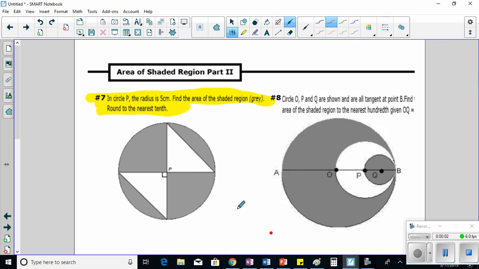Okay, for help on page 24 in the note packet, we just have 4 problems to do, all involving circles here. In number 7, we're trying to find the area of the shaded region here. Basically, we want to find the area of the entire circle and subtract these 2 triangles from it.